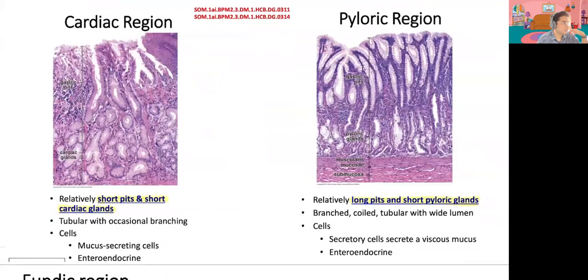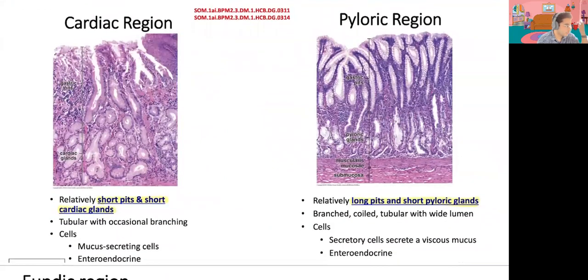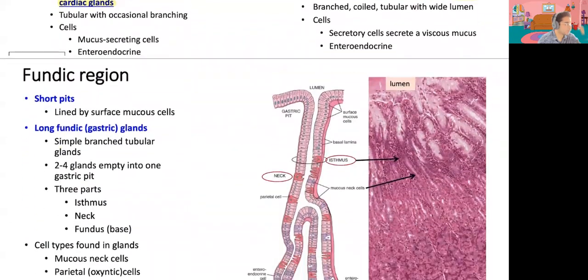Awesome. Cardiac region, here it is. Pyloric region, you know all these things. Short pits, short cardiac glands, right? Mucus secretion, enteroendocrine function, whereas your pyloric region has long pyloric glands, right? Because remember, long pits, P for P, go together. And they're mostly involved with maintaining your gastric secretions, right?